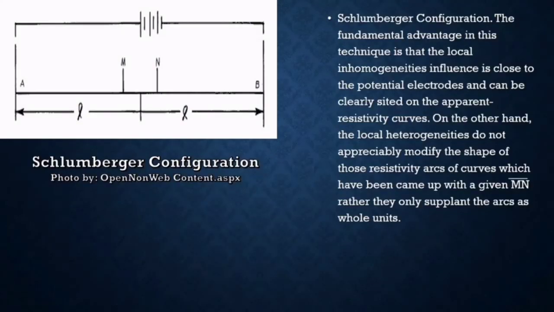Schlumberger configuration. The fundamental advantage in this technique is that the influence of local inhomogeneity close to the potential electrodes can be clearly sighted on the apparent resistivity curves. On the other hand, the local heterogeneities do not appreciably modify the shape of those resistivity curves which have come up with a given Mn, rather they only shift the arcs as full units.